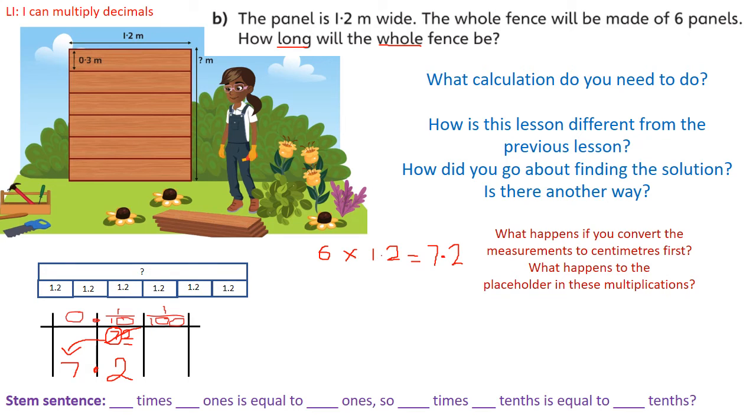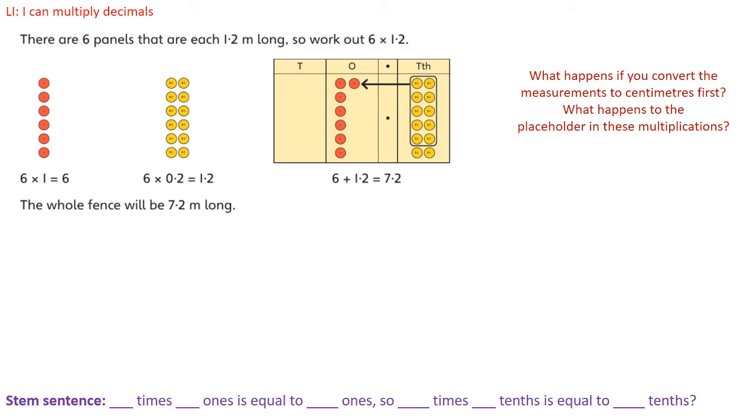Okay, let's go on to the next question. Here again is just showing how it is worked out. Here's another method for you. So here I've done 6 times 1. So I'm multiplying my whole 1 separately. Then I'm multiplying my 0.2 using my STEM sentence. So that gives me 1.2. But then I must remember to add them. Again, you can use whichever method you choose. Which do you think is the best?